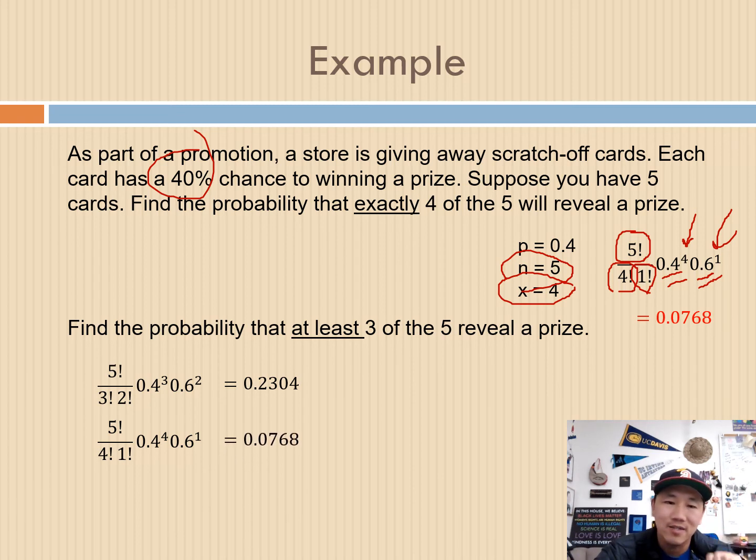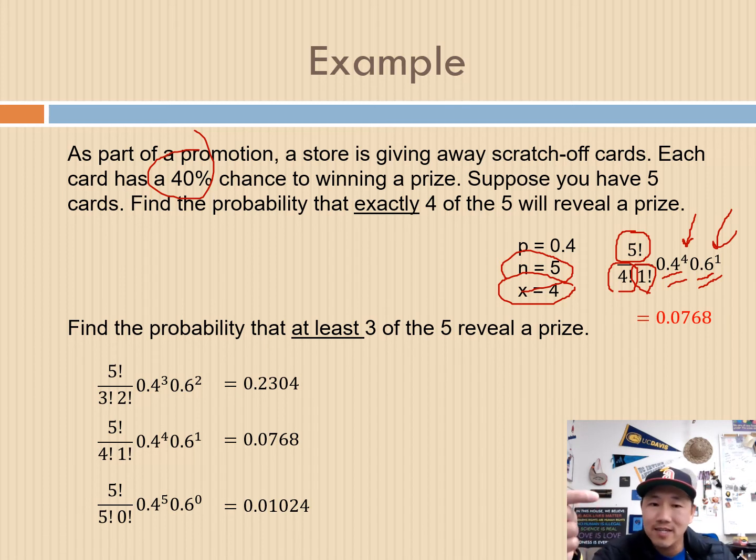We already got that answer. And then here's the probability of at least getting 5 of the cards to win. There it is. So at least 3 means 3 or 4 or 5, so you have to do it for all 3. And then once you get all 3, add them up. That's the probability of at least 3 out of the 5 will reveal a prize: 0.31744.